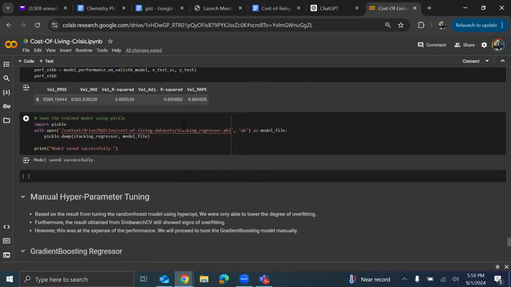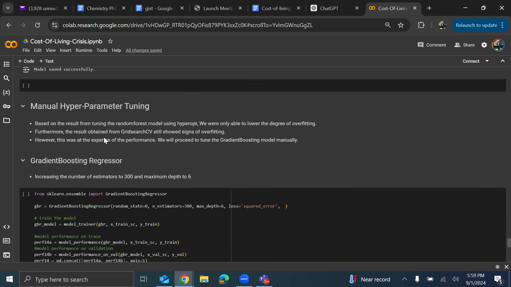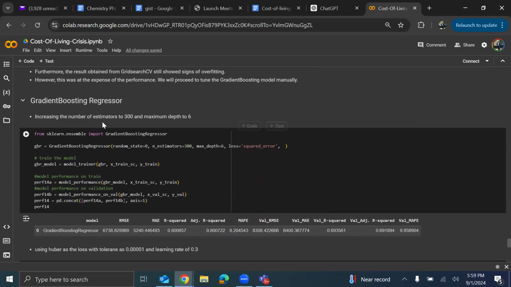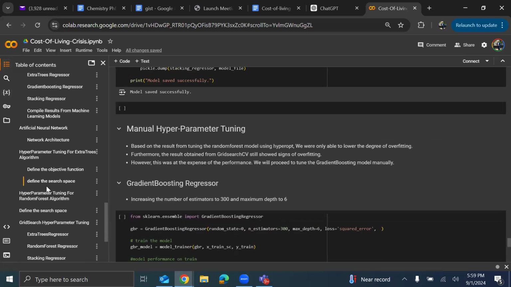So I saved it as my best performing model. Since I'm not getting anything from all of these, I said, let me tune it manually, and I wanted to use a different regressor. If you go back to our summary, all of the top three models were overfitting. Only the gradient boosting was not overfitting. If you go here, let me see.